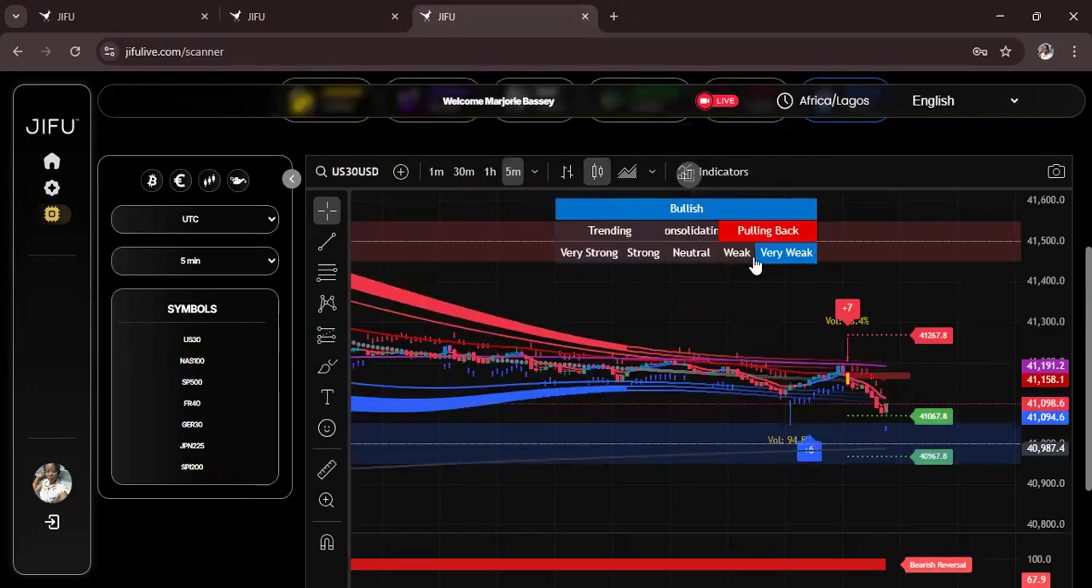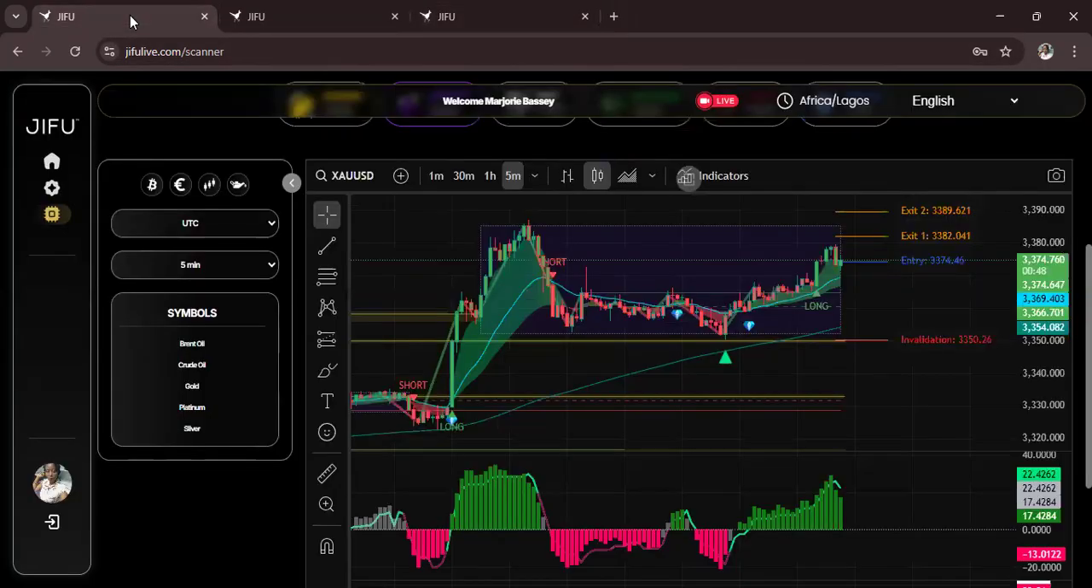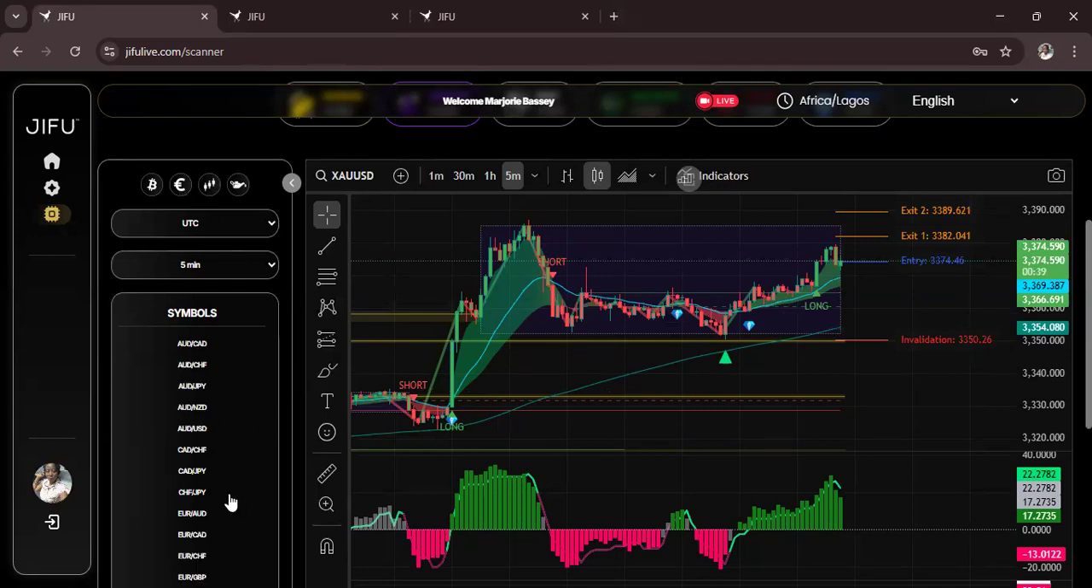Okay. So be watching your US 30. It's actually pulling back, and it's going back to that area of entry. So please watch it. So we have US 30, we have gold, we have Euro GBP. So please monitor your trades. Okay, so that will be all.